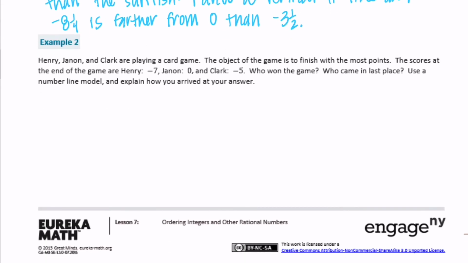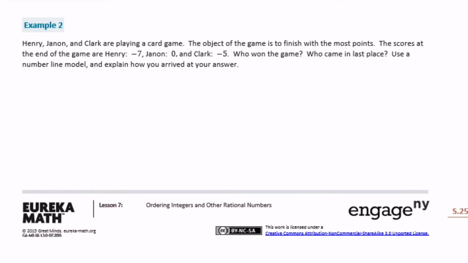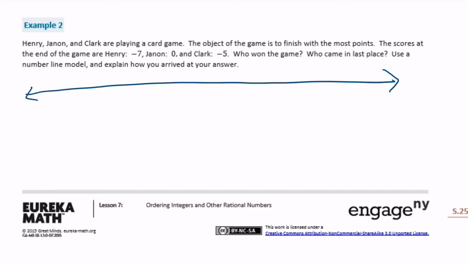Example 2. Henry, Janet, and Clark are playing a card game. The object of the game is to finish with the most points. The scores at the end of the game are Henry -7, Janet 0, and Clark -5. Who won the game? Who came in last place? Use a number line model and explain how you arrived at your answer. Let's draw a number line. I'm going to put 0 down here. So we have 0 to -7.